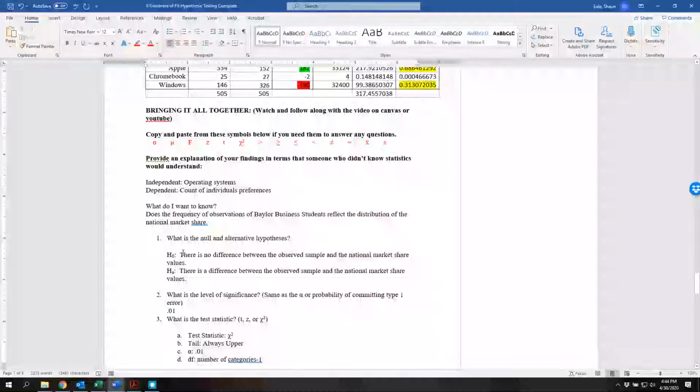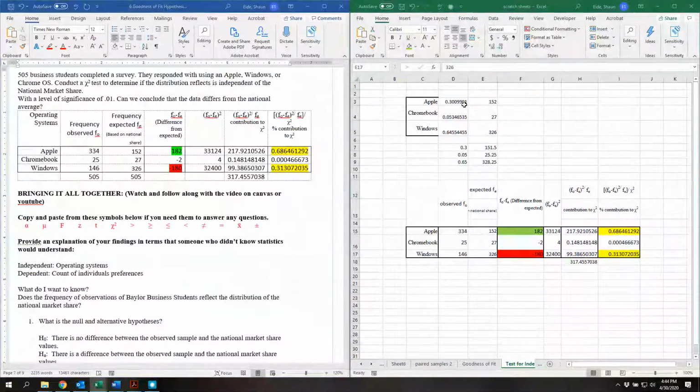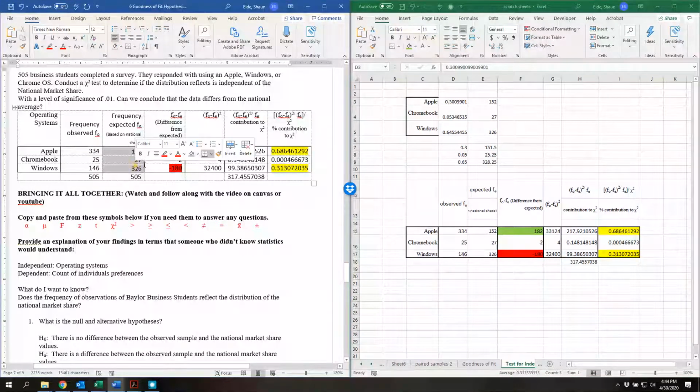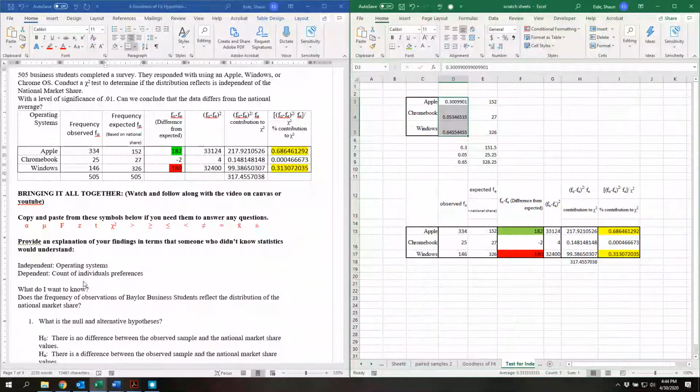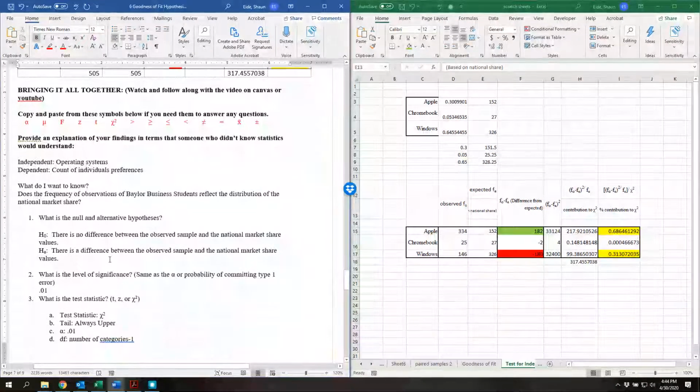Also, what is it that I want to know? I want to know, does the frequency of observations of Baylor business students reflect the distribution of the national market share? And we already demonstrated how to do that. We found the national market share right here. And we found the numbers that would correspond with the national market share. So now we are comparing the actual observed values to the expected values based on the national market share. Okay. So now, what is it that I do for the null and alternative hypothesis?